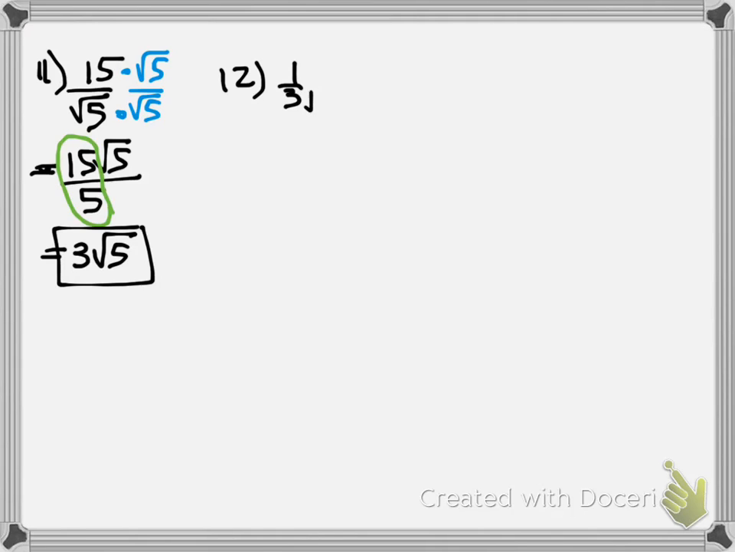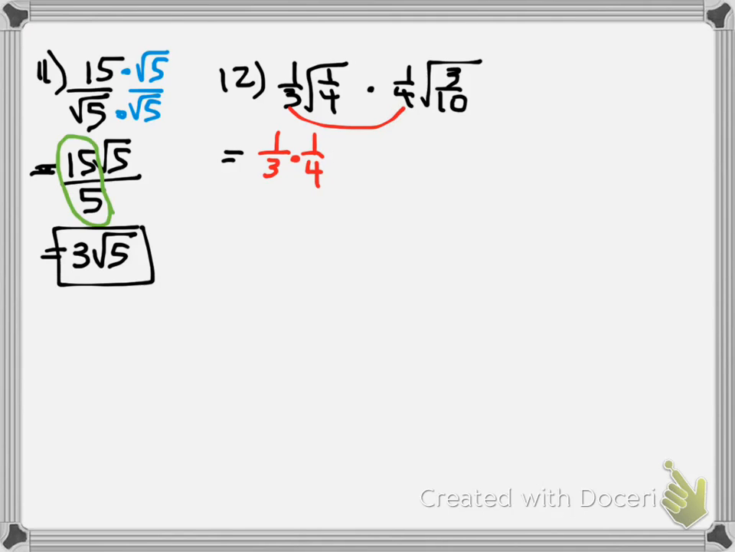We have 1/3 radical 1/4, and we want to multiply that by 1/4 times radical 3/10. All right, well, we've done problems like this, maybe not all with fractions. So we said before, let's just multiply coefficient with coefficient. So we're going to get 1/3 times 1/4. And then we're going to multiply radicand with radicand. So we have 1/4 times 3/10. Okay? So that gives me 1/12 radical 3/40.